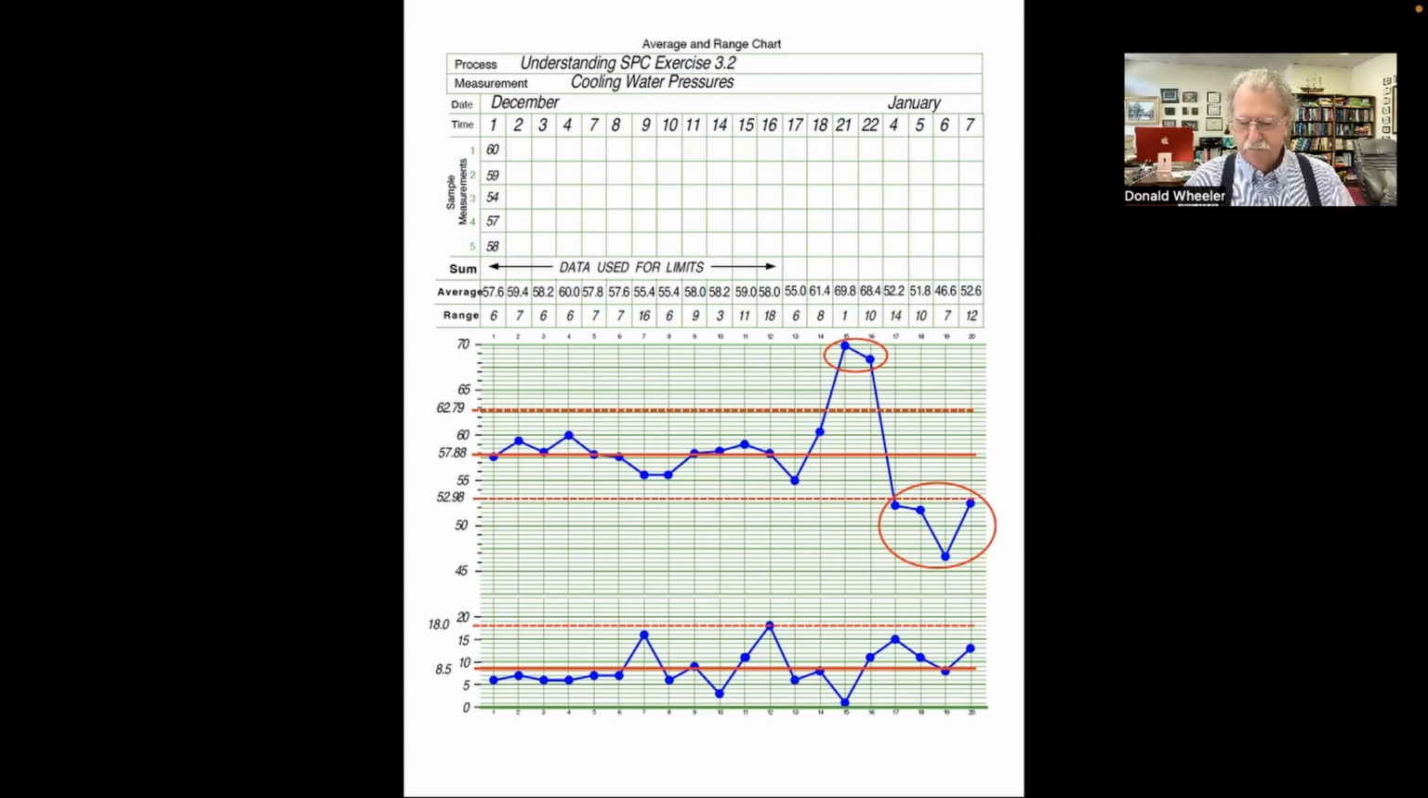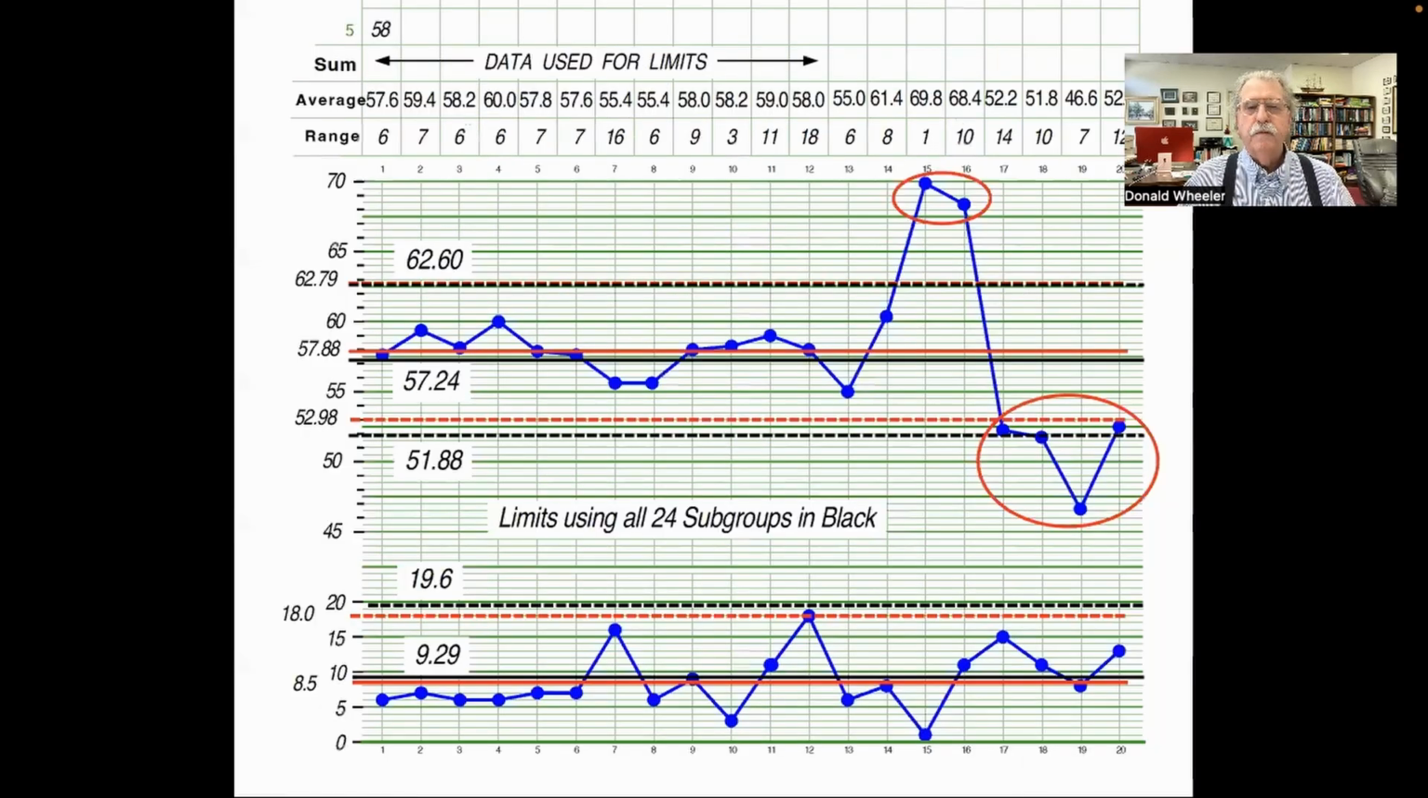Let's find out. Using all 24 data in the textbook, we get the limits shown here in black. The upper limit for the averages went from 62.8 to 62.6. The central line went from 57.8 to 57.2. The lower average limit went from 53 to 51.88. The average range went from 8.5 to 9.3, so the upper range limit went from 18 to 19.6. Yep, those limits got wider.